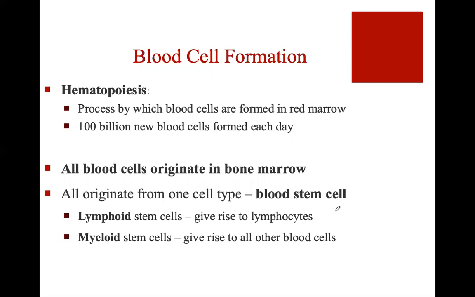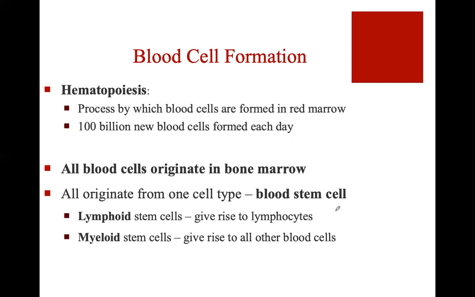So blood cell formation in general, it doesn't have to be red blood cells, but in general, the blood cell production process is referred to as hematopoiesis. We already discussed that it takes place inside your red bone marrow, which is located within the spongy bone. On average, you make about 100 billion new blood cells a day, which is huge. Kind of wrap your head around that.